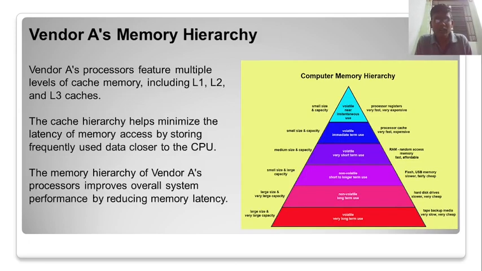Vendor A memory hierarchy. Vendor A processors feature multiple levels of cache memory, including L1, L2, and L3 cache. The cache hierarchy helps minimize the latency of memory access by storing frequently used data closer to the CPU. The memory hierarchy of Vendor A's processors improves overall system performance by reducing memory latency.